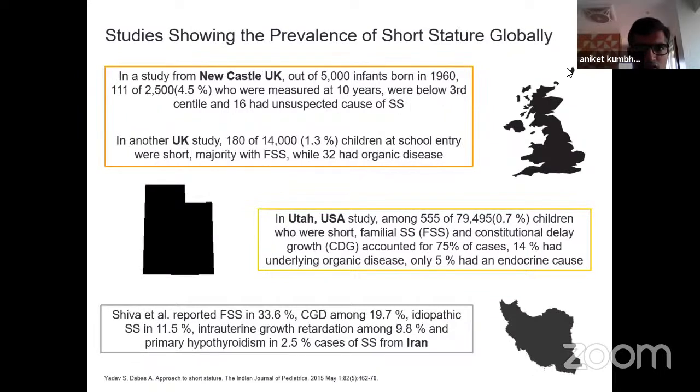In the UK, out of 5,000 infants born in 1960, 111, that is 4.5%, who were measured at 10 years were below the third percentile, and 16 had an unsuspected cause of short stature. In the US, among 79,495 children, 555 were short. Familial short stature and CDGP accounted for 75% of cases, and 40% had underlying organic disease. Only 5% had an endocrine cause. Shiva et al. reported familial short stature in 33.6%, constitutional growth delay in 19.7%, idiopathic in 11%, IUGR in almost 10%, and hypothyroidism in 2.5% of cases of short stature from Iran.